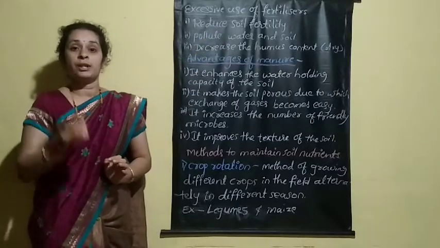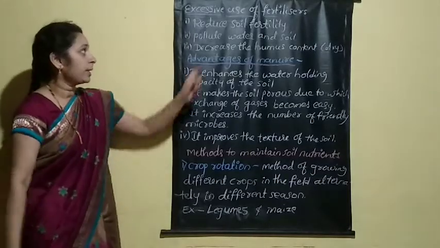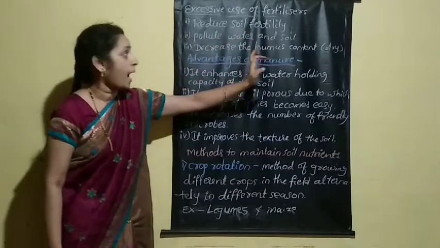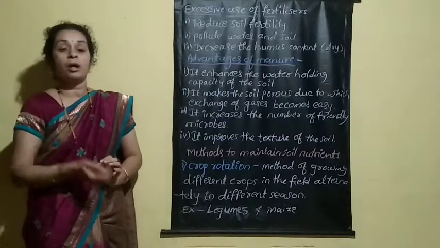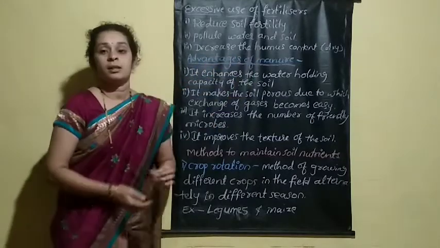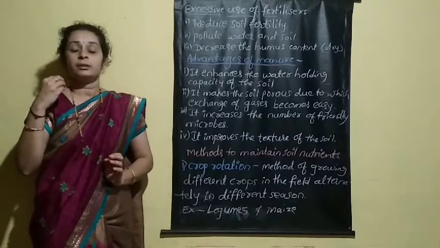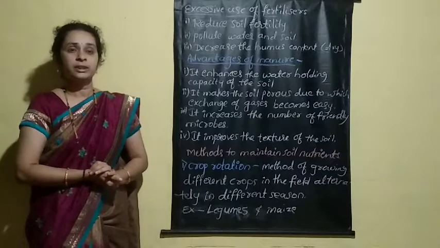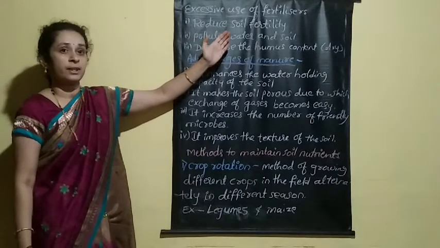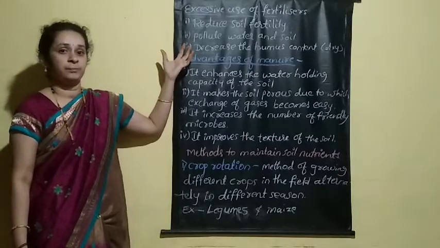Soil nutrients will be reduced and thereby it reduces the soil fertility. Next, it pollutes water and soil. And next, very important, it decreases the humus content. That means it decreases the water content in the soil, thereby the land will become dry. And sometimes it loses fertility. These are the bad effects of fertilizers when they are added in an excess quantity.